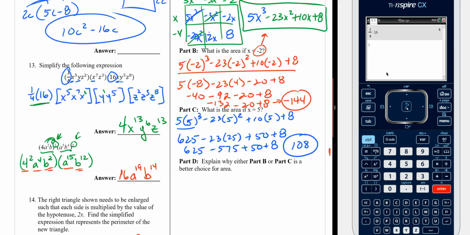It says, explain why part B or part C is a better choice for the area. Well, area is the amount of space that an object takes up. It can't take up negative space. So obviously the negative is out. So C is better because it's positive. And that's the end.